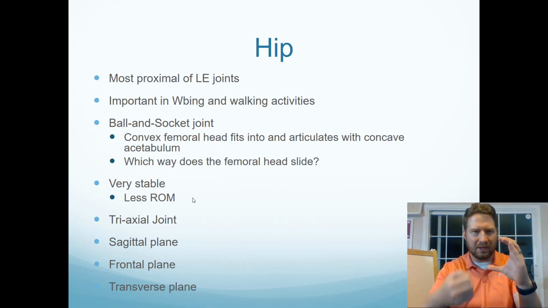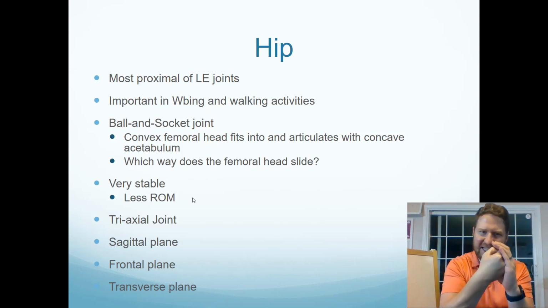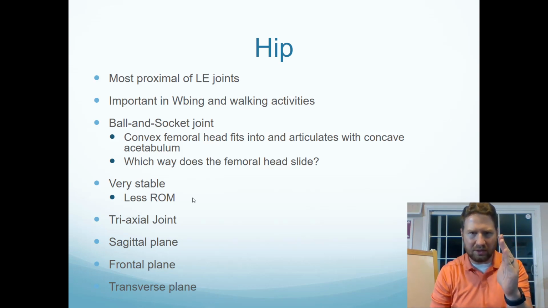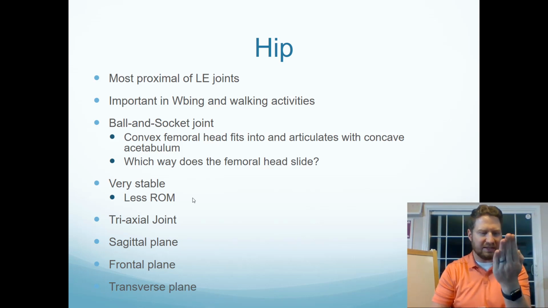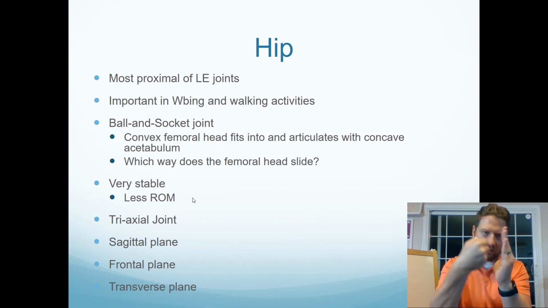So that acetabulum is a lot deeper, and the femoral head sits in it a lot further. With your glenoid fossa, it's almost like a dish with a little fibrocartilaginous ring. So with the shoulder, there's a lot of instability.